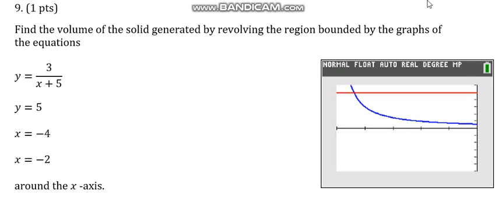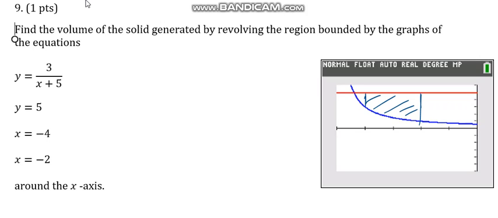Well, let's look at number 9, which asks us to find the volume of the solid generated by revolving the region bounded by the graphs of these equations about the x-axis. So I've graphed this on my calculator, and we're going to look from -4 to -2, and this is the region we're going to rotate around and find a solid of revolution. And the volume of that solid is what we're asked to find.